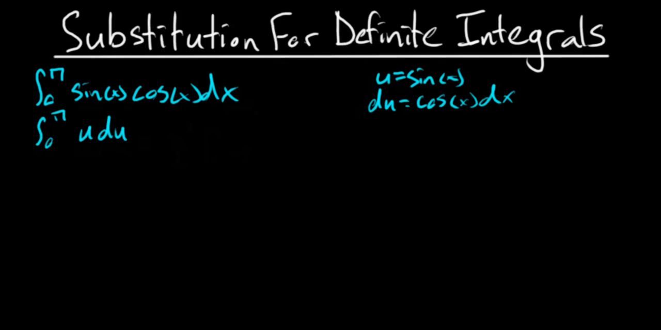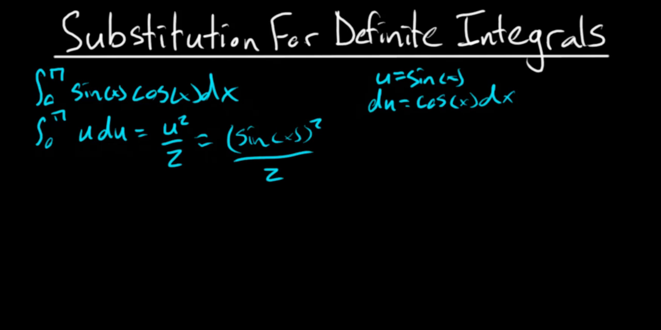And this is much simpler to integrate since we're just integrating one variable with respect to itself, right? So if we integrate this, we raise the power by 1, so it becomes u squared, and then divide that power by 2. So we've already integrated, and now we can substitute our sine of x back into our u, because that's what u is equal to. It's equal to sine x. So this becomes sine x squared all over 2.